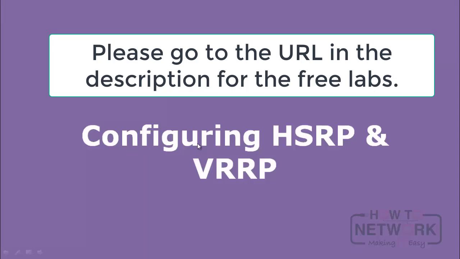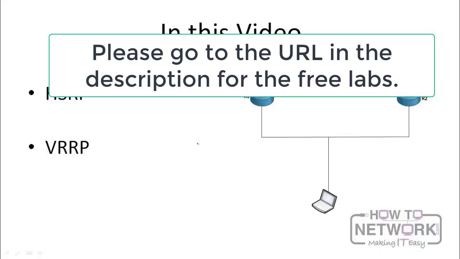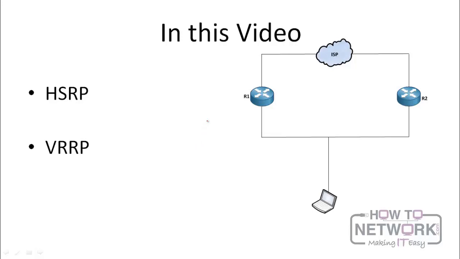Hello and welcome to this video on the ICND2 series. In this video, we're going to be looking at configuring HSRP and VRRP. We're going to be spending most of the time on the command line, and we're going to be using this simple network topology. Here we have R1 and R2 connected as the gateways.